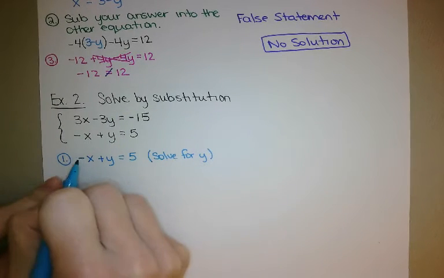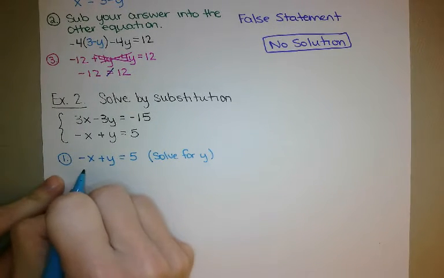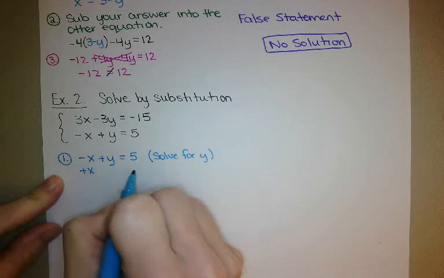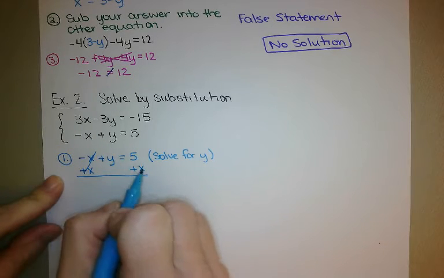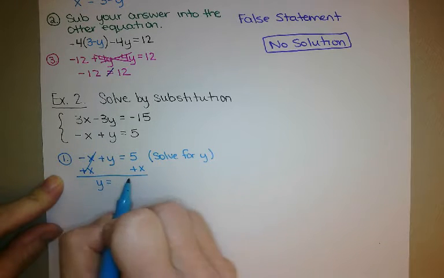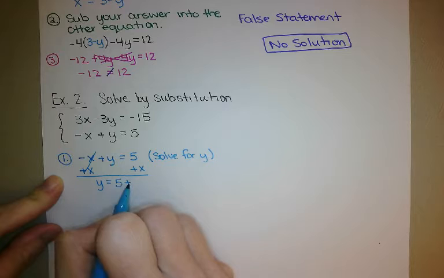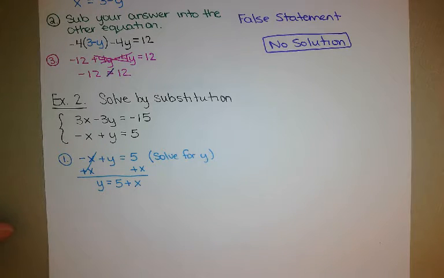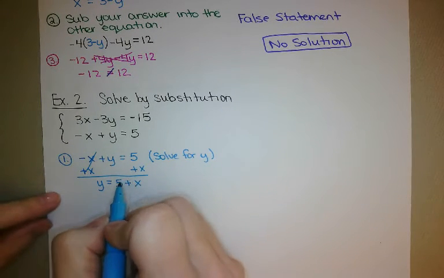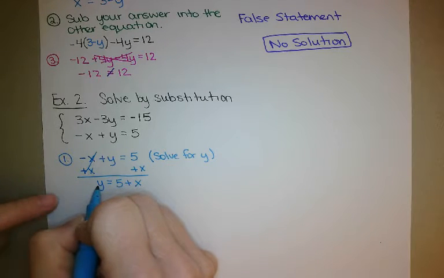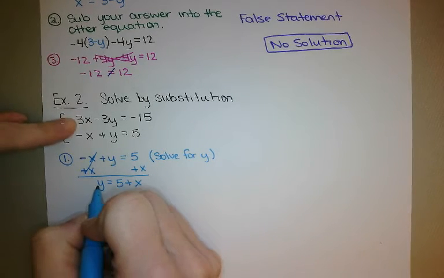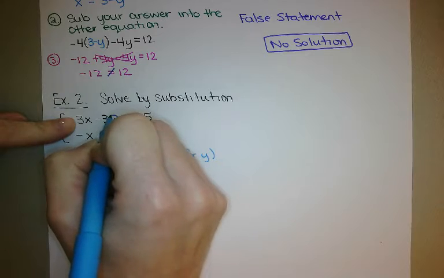Okay, so to move my x over, I'm going to do the opposite of a -x. So I'm going to add x. These are unlike terms, so just leave them separated. We're going to say 5 plus x. Okay, so now step 2 is you're going to take this expression and substitute it into the y on the other equation. So this is where I'm going to sub it into.